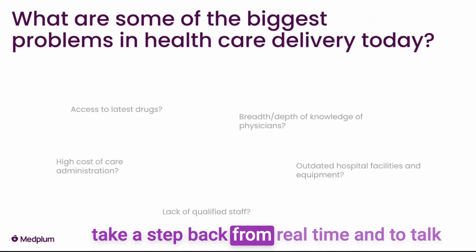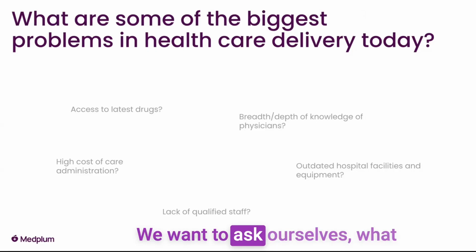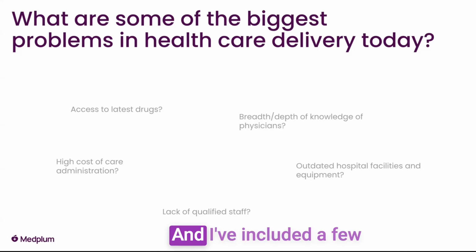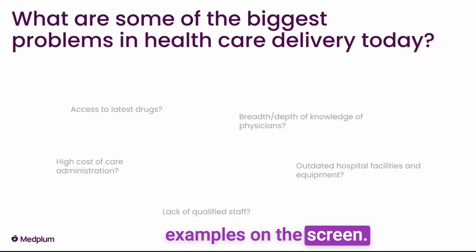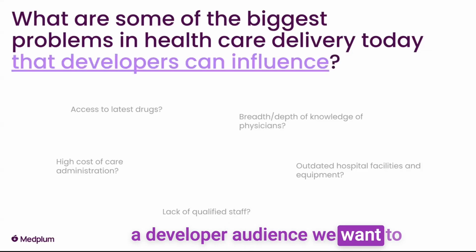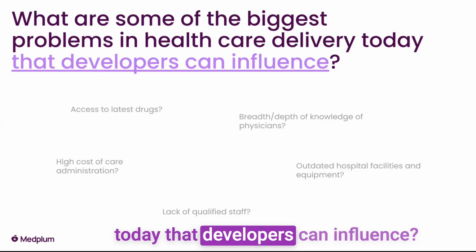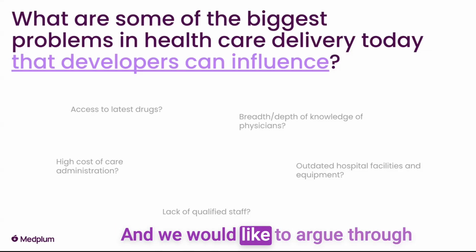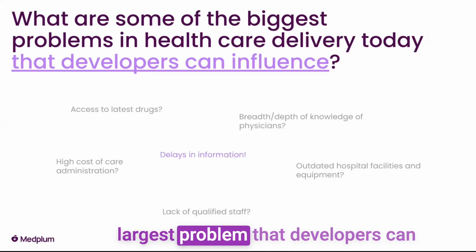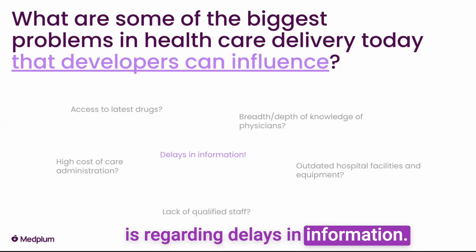Let's take a step back from real time and talk about the larger healthcare ecosystem. We want to ask ourselves, what are some of the biggest problems in healthcare delivery today? I've included a few examples on the screen, but given that this is PlumCon and a developer conference and likely a developer audience, we want to ask ourselves, what are some of the biggest problems in healthcare delivery today that developers can influence? And we would like to argue through this talk and also generally that the largest problem that developers can influence in healthcare delivery today is regarding delays in information.